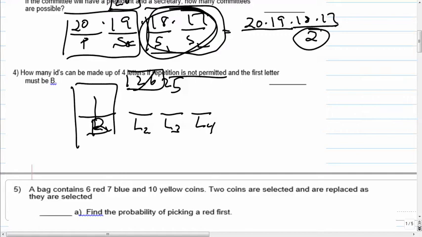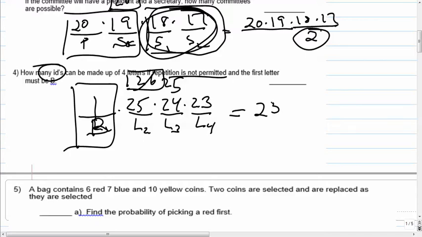The first letter, there was only 1 choice that I could make. It's a B. But the thing is, it's gone now. So when I go to the second letter, there's 25, 24, 23. I'm talking IDs. We have order. So the answer is 1 times 25, 24 times 23. Multiply that together. There's your answer.